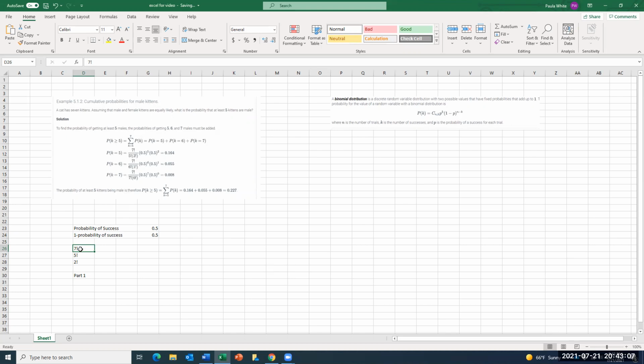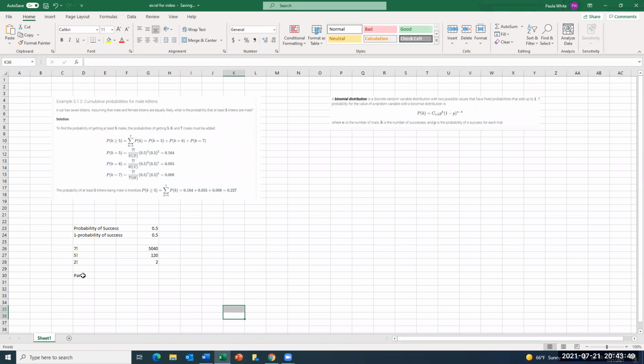So 7 factorial, as we have seen in our reading, is just the number times all the numbers below it. So we're going to put in an equal sign to tell Excel it's a formula, and it's 7 times 6 times 5 times 4 times 3 times 2 times 1. Same thing for 5 factorial. We have 5 times 4 times 3 times 2 times 1. And 2 factorial equals 2 times 1. Okay, so we have our factorials ready.